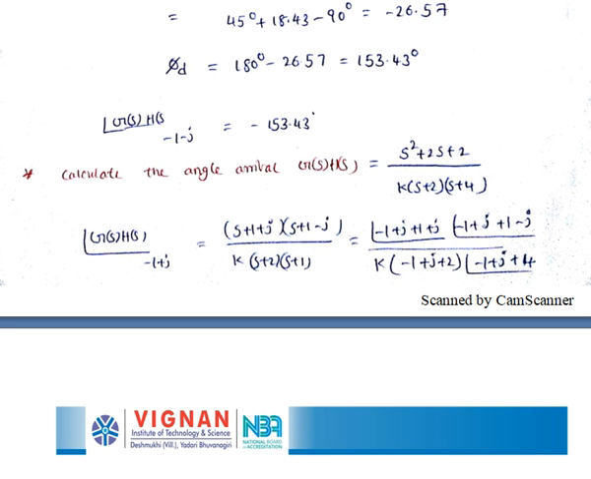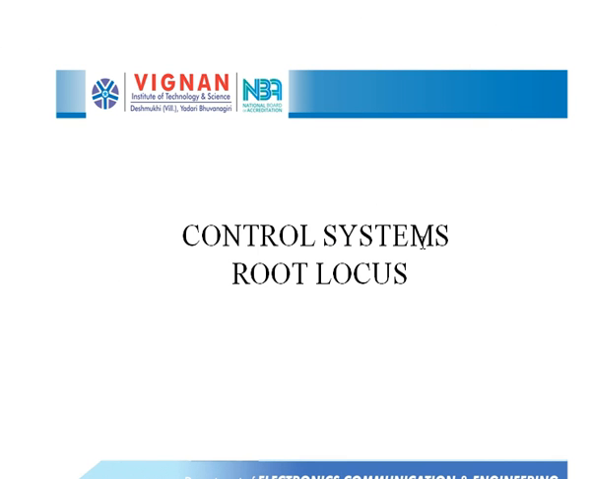Like that, we have to calculate the angle of arrival also. Here in this problem the zeros are imaginary. Now we have to find the zeros of the equation s square plus 2s plus 2, which gives minus 1 plus or minus j. Now we form the transfer function like this, replace s by minus 1 plus j, and calculate the angle in the same manner.